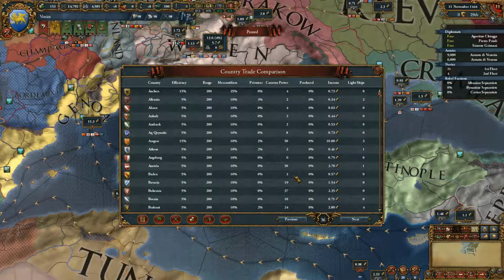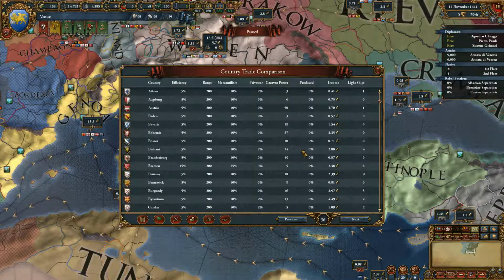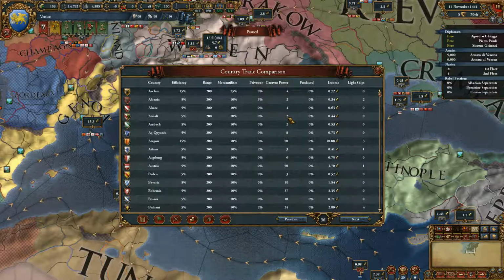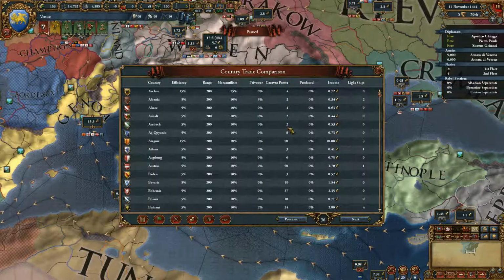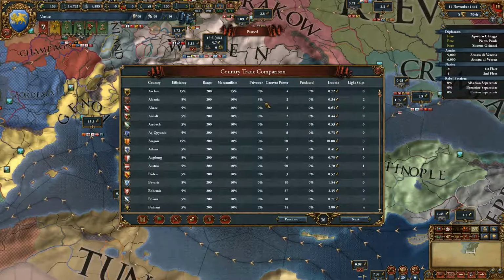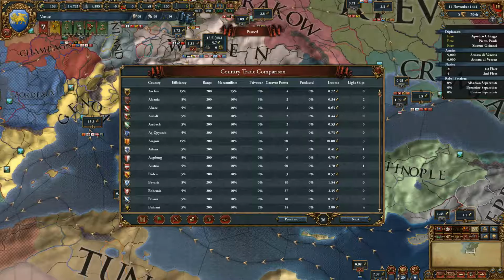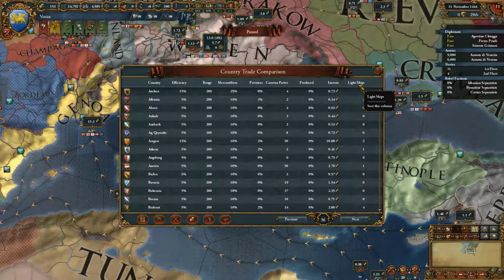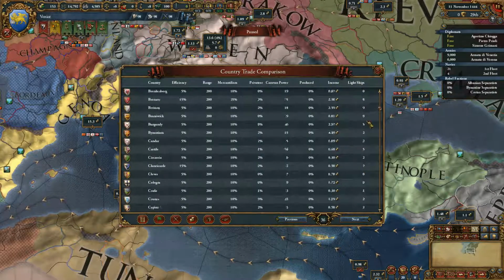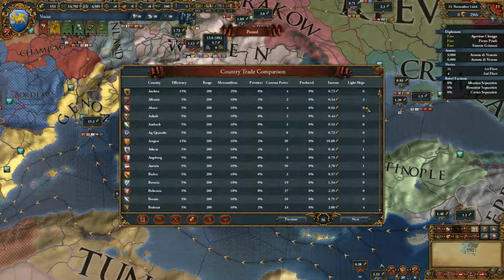Caravan power is a DLC thing, so don't worry about it. It's basically trade being steered towards inland trade nodes, which can be a little bit stronger. How many light ships are over there?